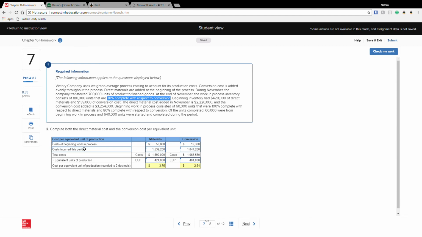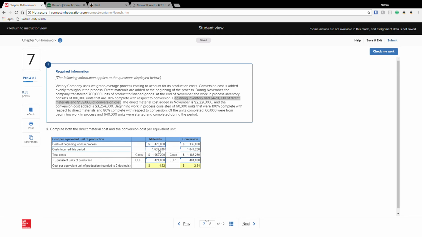So again, right here we're looking at cost beginning work in process. So we're going to look at the beginning. So beginning inventory had these costs: 420,000 for materials and 139,000 for conversion. Again, we're not going to make the same mistake I made in 5. We have to separate out these costs. That is just my bad.